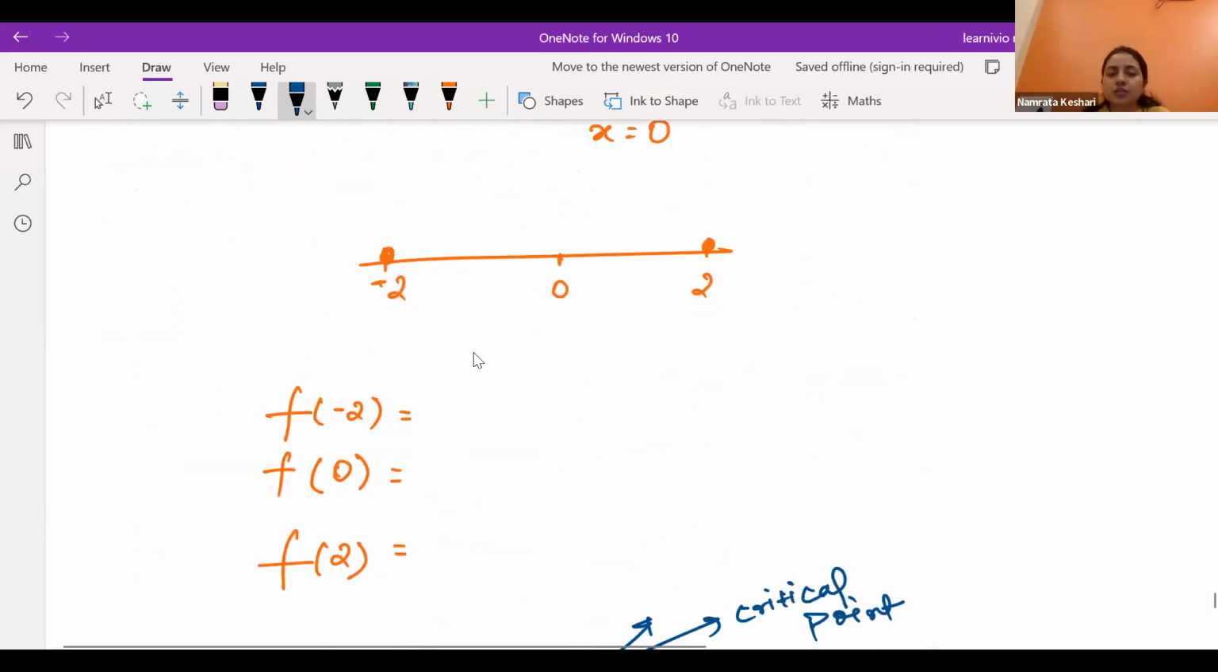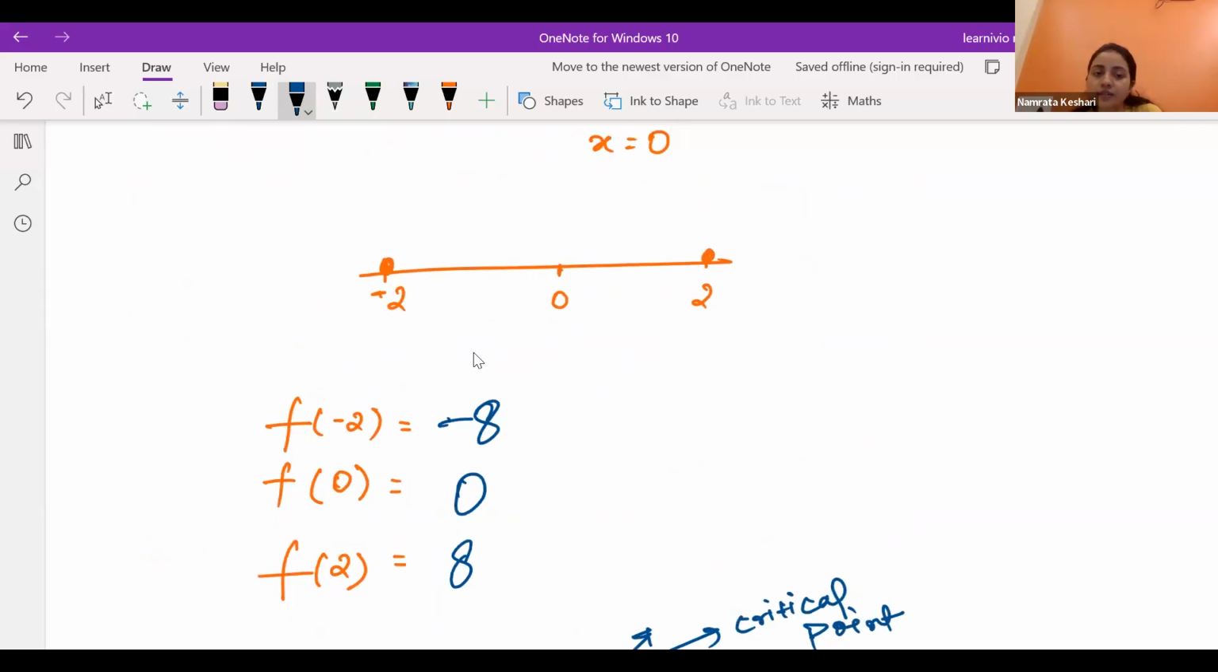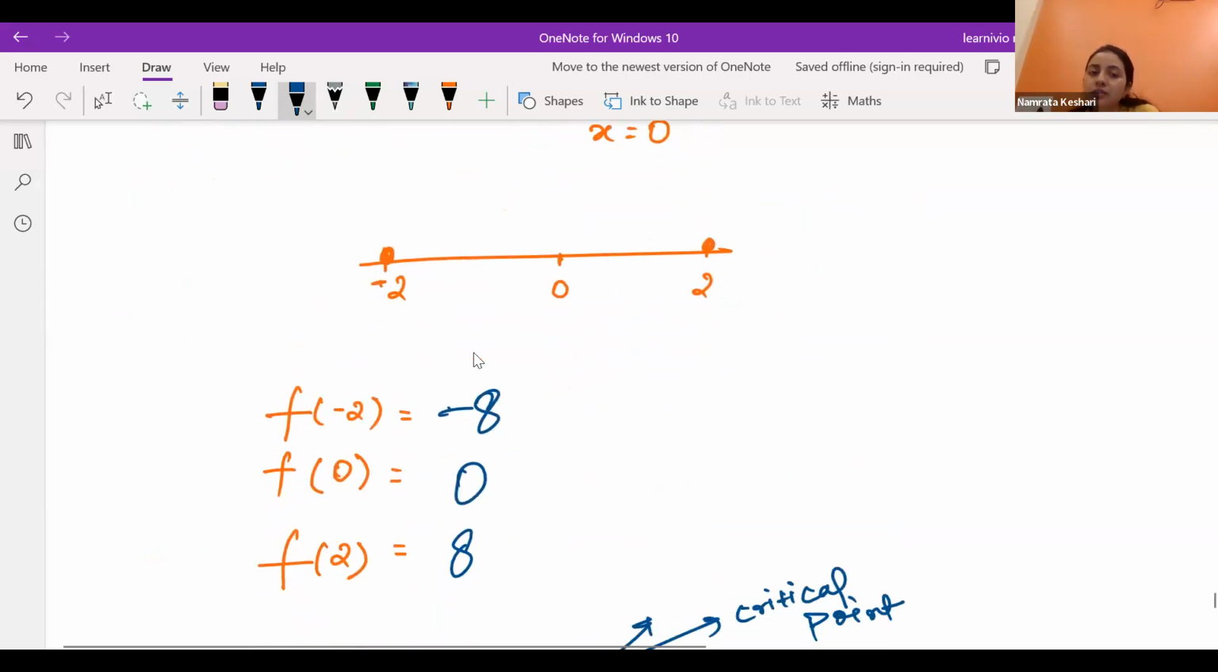Okay, x cube was just here, so you must have done the cube. So it is minus 8, 0 and 8. Am I audible? Yes, minus 8, 0, and 8. So among these three values, which one is the maximum and which one is the minimum? Minus 8 is the minimum, 8 is the maximum. So we have found the absolute maximum and absolute minimum over here.